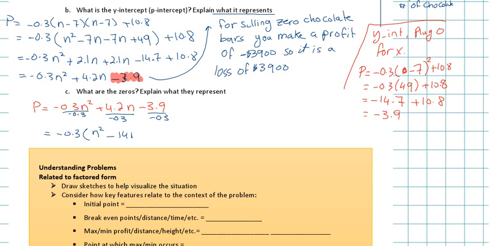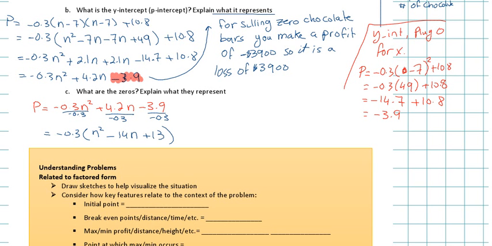The important part here is to know you're factoring out a negative 0.3, not a positive. When you divide positive 4.2 by negative 0.3, you're going to end up with a negative. When you divide negative 3.9 by negative 0.3, you're going to end up with a positive.